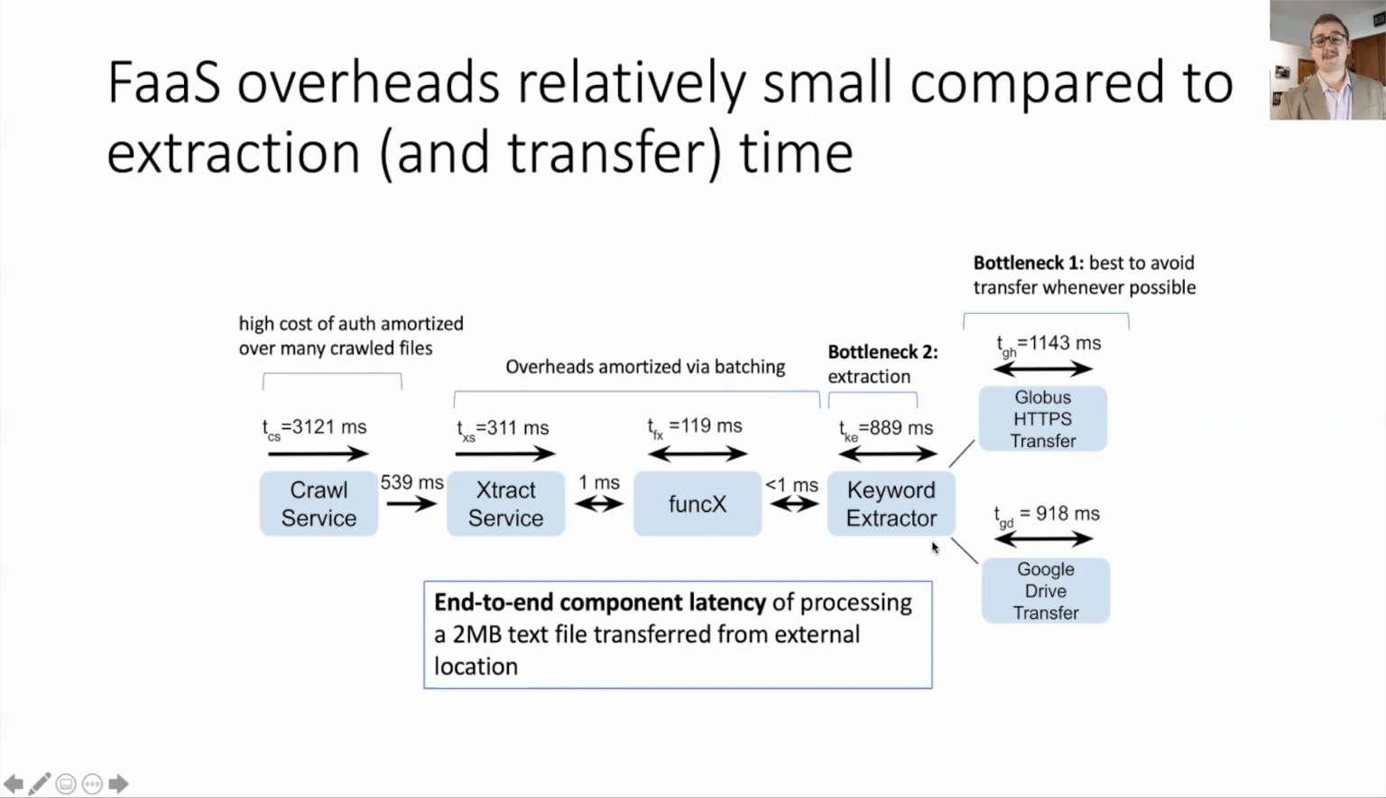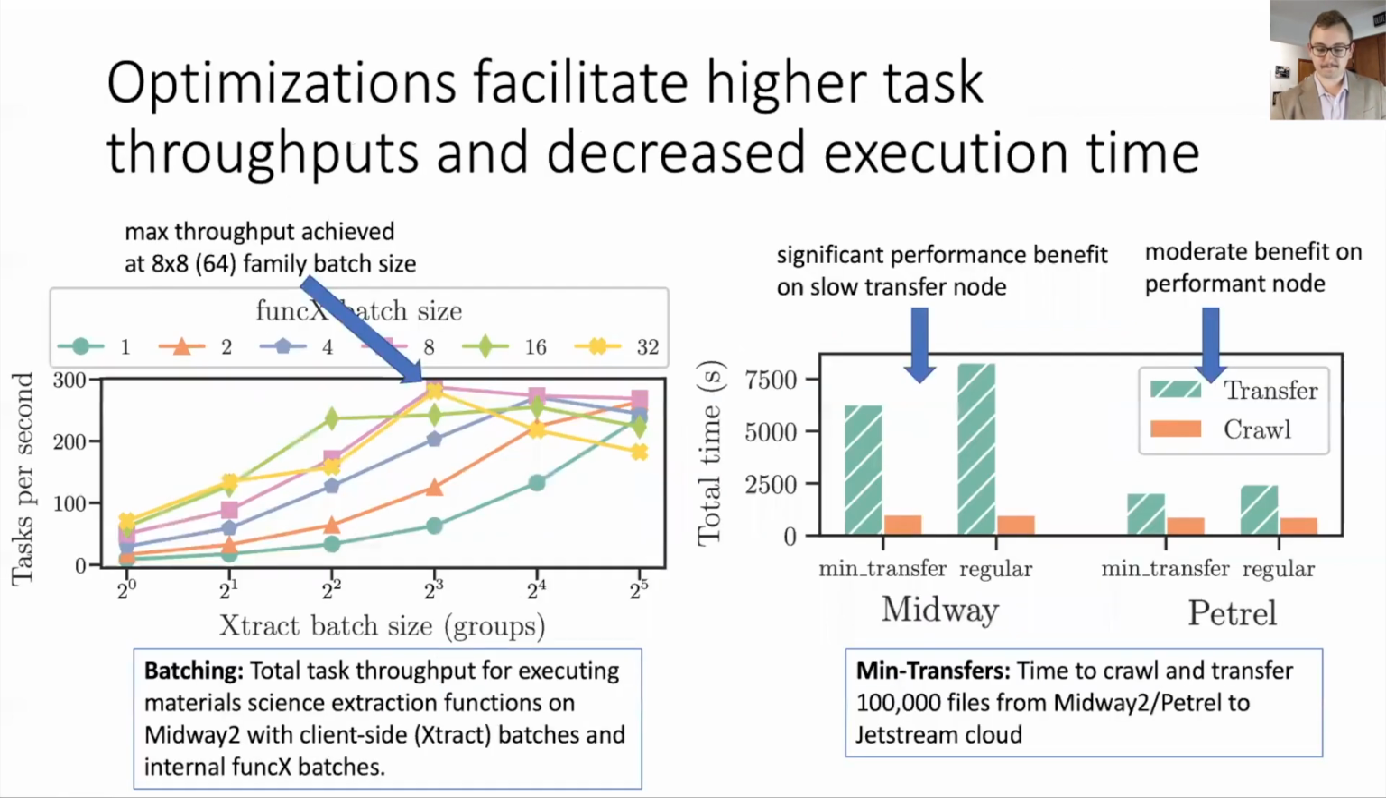And then bottleneck 2 is the actual extraction itself. Here we show the extraction takes a significant amount of time, but this is where the actual value add is in the metadata extraction process. A metadata extractor could take a little bit of time or a long amount of time, but it's truly the thing that should be causing us to go slow, not the stuff in between, right? And this is just the end-to-end component latency of a 2 megabyte text file.